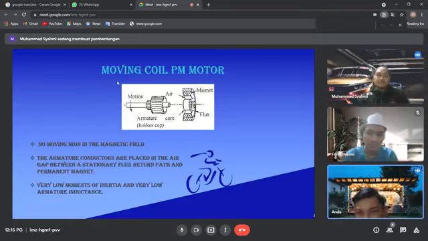And next, the moving coil PM motor. First, no moving iron in the magnetic field. Second, the armature conductors are placed in the air gap between a stationary flux return path and the permanent magnet. And third, very low moment of inertia and very low armature inductance.